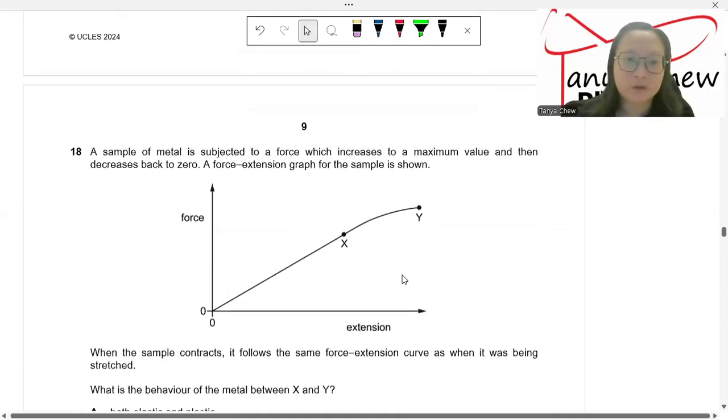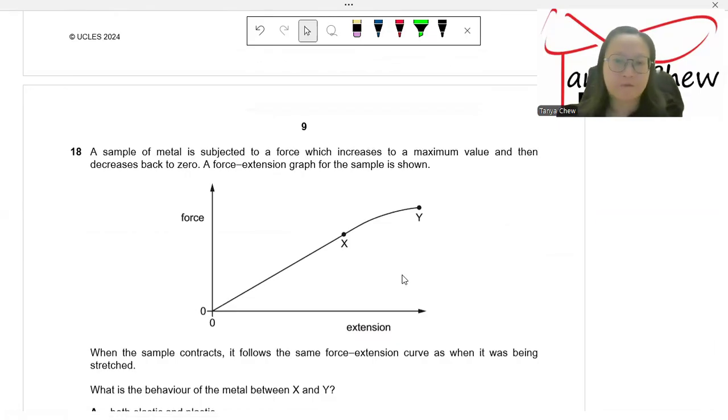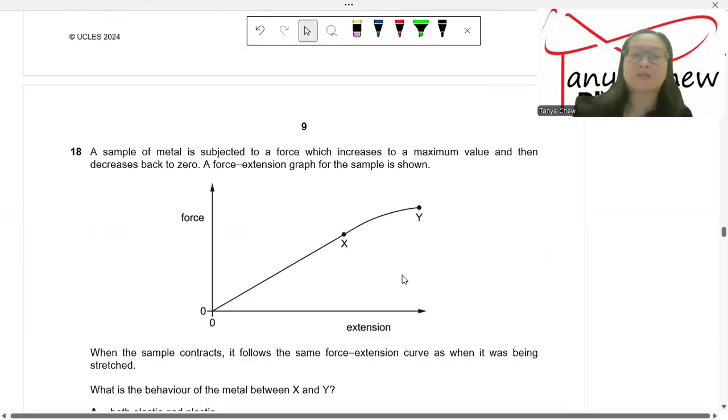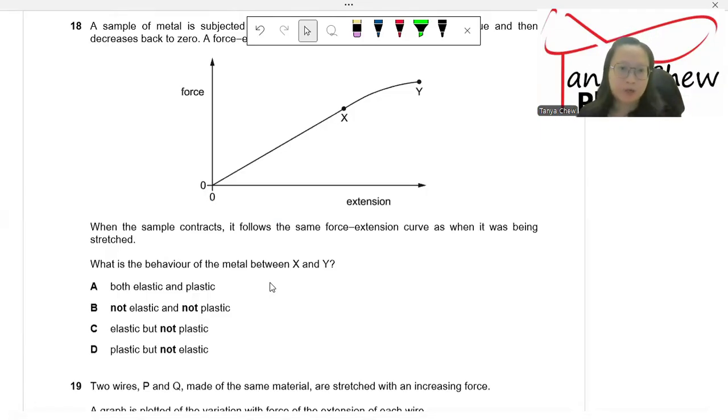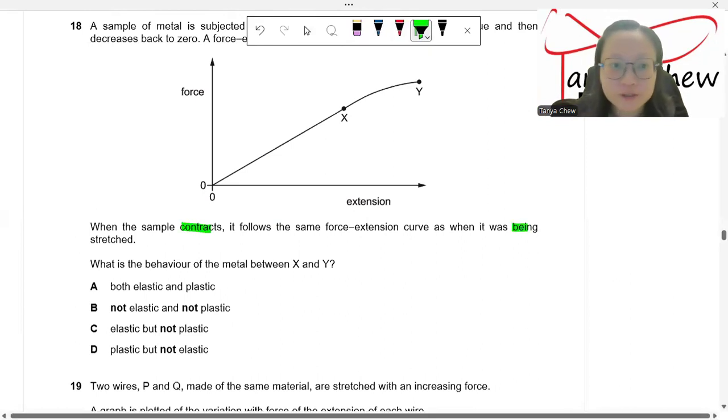Question number 18. A sample of metal is subjected to a force which increases to a maximum value and then decreases back to zero. A force extension graph for the sample is shown. When the sample contracts, it follows the same force extension curve as when it was being stretched. What is the behavior of a metal between X and Y? Okay, don't worry about that because they told you that when it contracts, it follows, right?